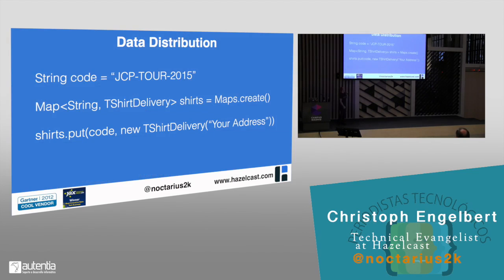So how does it work? That is very specific to Hazelcast, but all these systems work in a similar way. So we see, it still says JCP tour. As I said, I was in Brazil, and it's talking about the t-shirt delivery. We'll figure out in the near future why. So as I said, we're taking a normal map and we're putting our key and our t-shirt delivery into it.